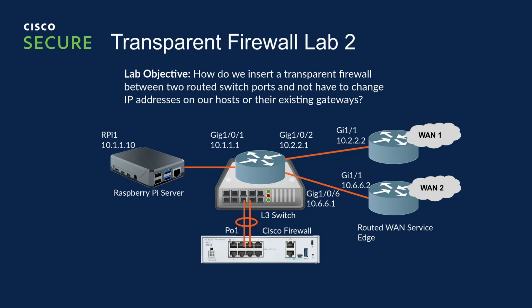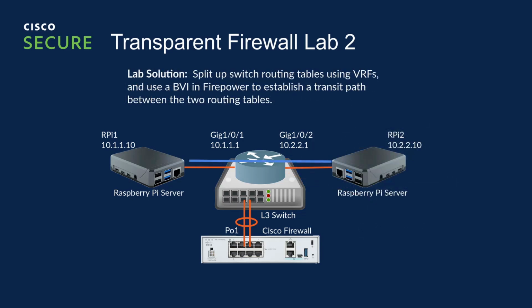Now another way is by breaking up the routing table on the core switch so that you don't have to rewire anything. You can do this all virtually. So what we would do is use virtual route forwarding tables, or VRFs, and in this case we're going to create two. We're going to create VRF1 and VRF2, and then we're going to assign gig 1/0/1 to the VRF1, and then gig 1/0/2 to VRF2. Now, just like this, we've broken our routing, right?